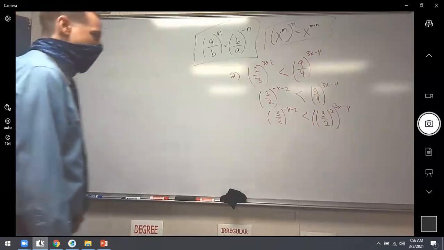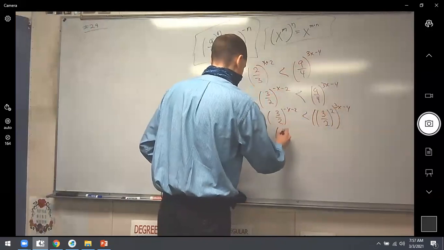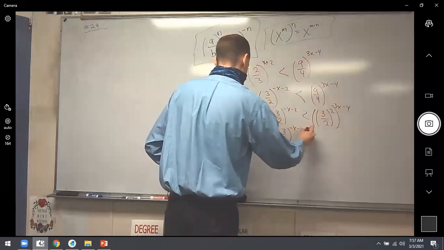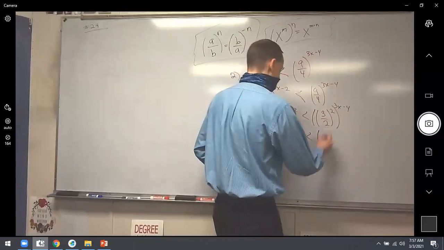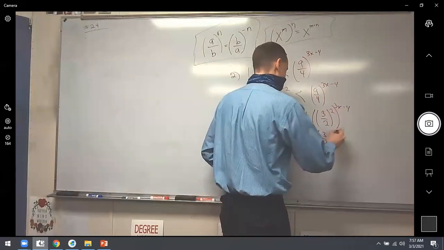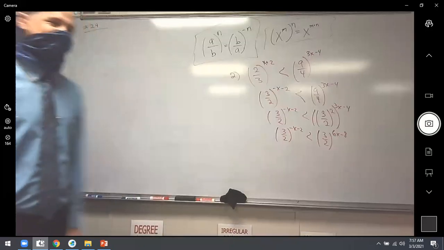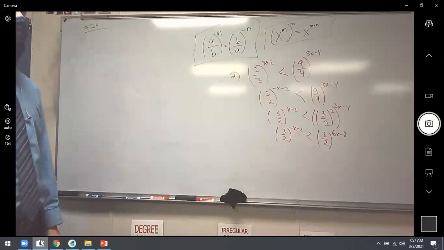Over on the right, we have a power raised to a power still, though. So we're going to have to multiply these exponents. So on the left, doing nothing. And on the right, if you take this exponent of 2 times all of 3x minus 4, you get 6x minus 8. So we found a way. They have the exact same base now, 3/2.